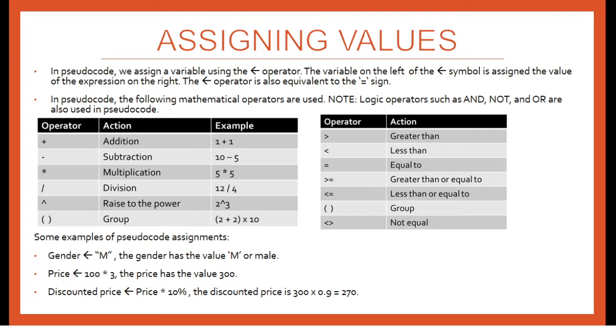Some examples of pseudocode assignments. Gender is equal to M, which means that the gender has the value M or male. Price is equal to 100 multiplied by 3, which means that price has a value 300. Discounted price is equal to price times 10%. So the discounted price is 300 times 0.9, which is 270.